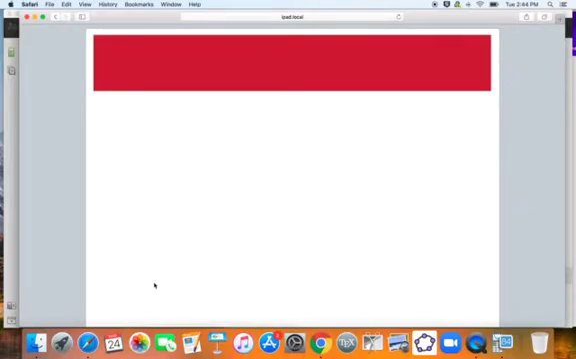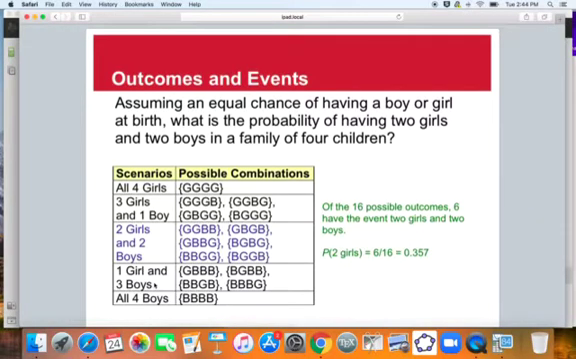All right, moving on. Assuming an equal chance of having a boy or a girl at birth, what is the probability of having two girls in a family of four children?